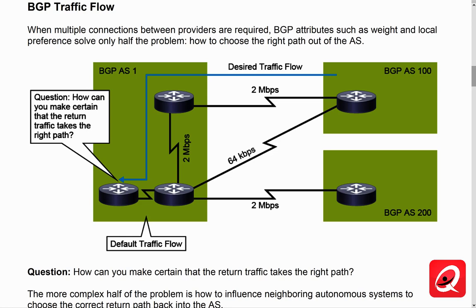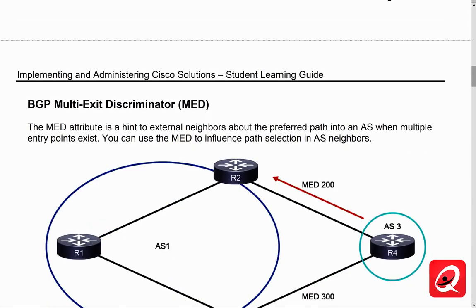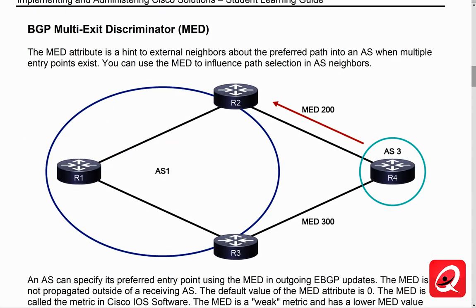For some reason, maybe there's a weight attribute or in BGP AS100, they're choosing to use the 64K link instead of the 2 megabit link to reach that destination in AS1. So what we can do is we advertise that prefix, we can specify the MED value, and if they're choosing to use that MED, they will choose the lower number. So it's a hint to the neighbors about what we would like to see when they route to us, when they route to our prefix destinations.